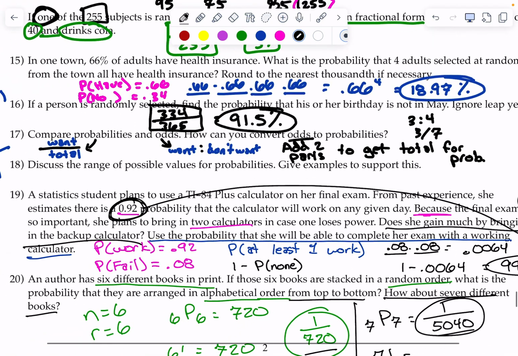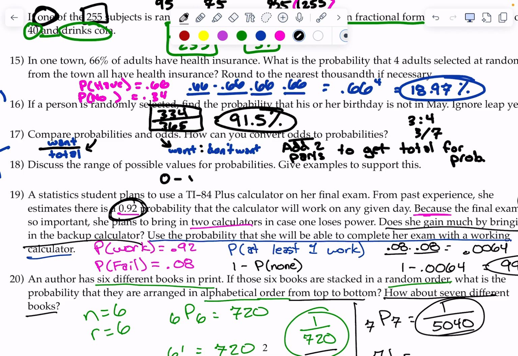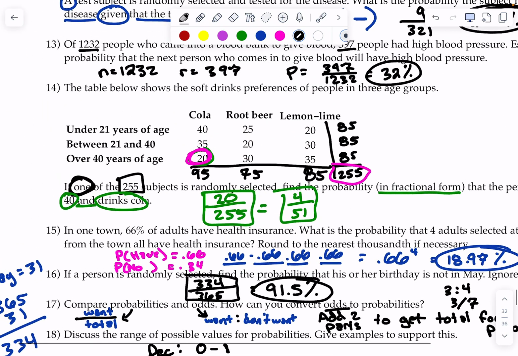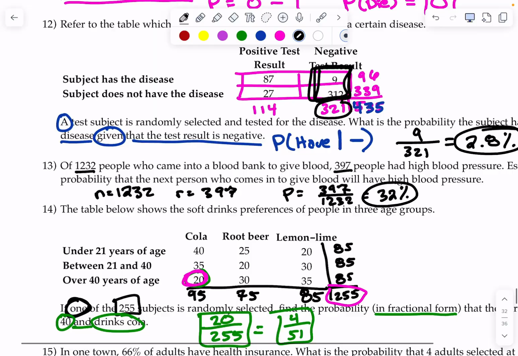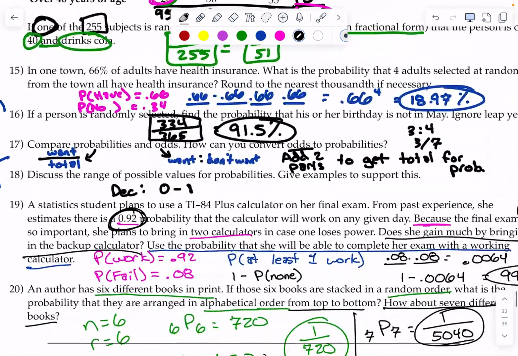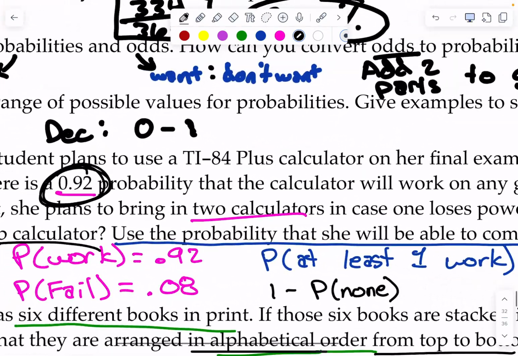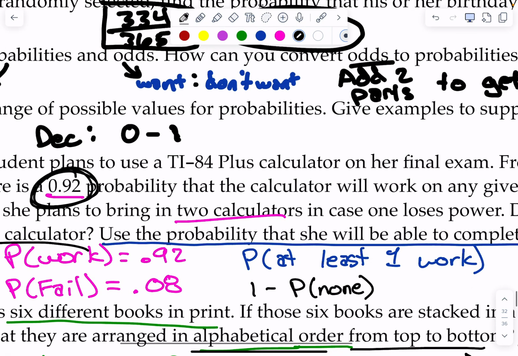Discuss the range of possible values for probabilities. 0 to 1, or 0 to 100%. This is for decimal form, 0 to 1. Give examples to support this. Number 11, we talked about. Yeah, like the one up here, your mother couldn't have died before, whatever.